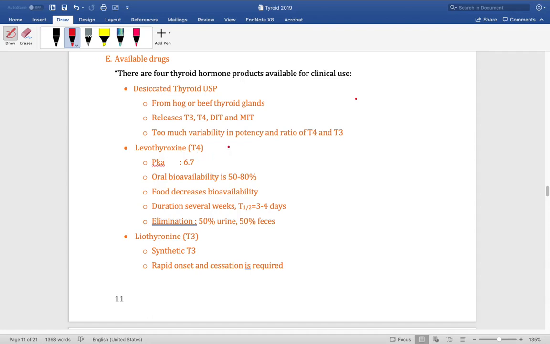T4, which again we've mentioned can be considered a prodrug, has a pK of 6.7. It's fairly bioavailable, 50 to 80%, and food is actually going to decrease the bioavailability. So the duration can be several weeks, but the half-life is about 3 to 4 days. T4 is going to be eliminated 50% in the urine and 50% in the feces.